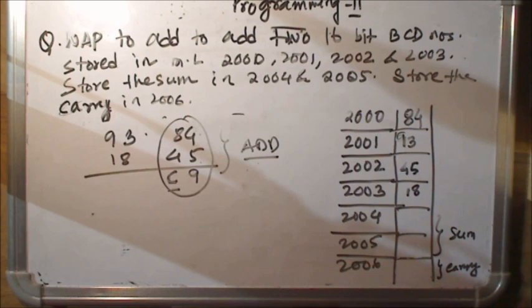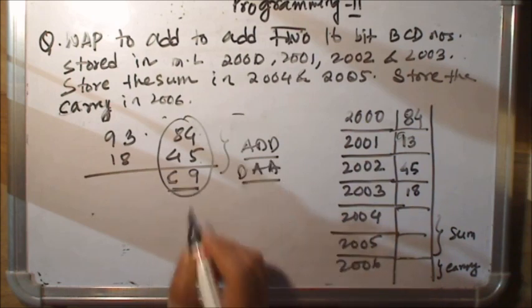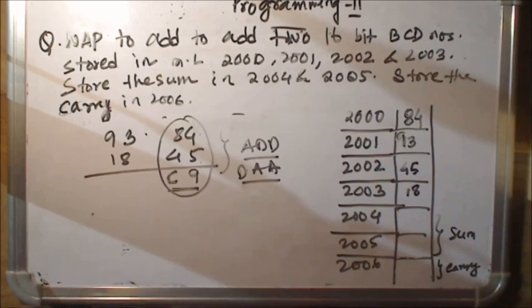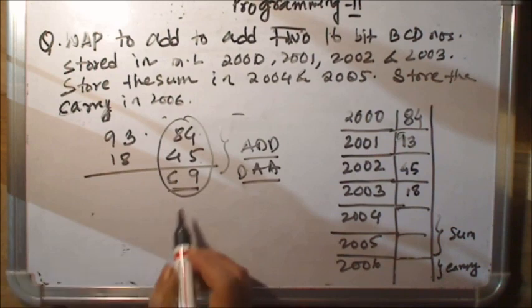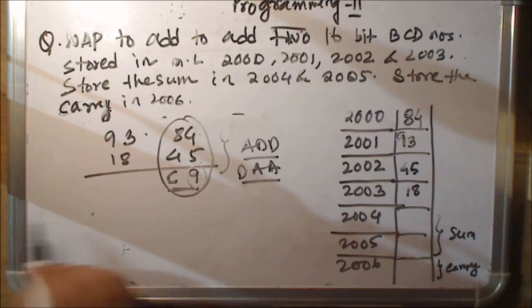Now you perform DAA. What you have to do next? You perform DAA on this lower byte addition result. Okay, so what will happen? You know the logic of DAA. It will first look at the lower nibble. If the lower nibble is greater than 9, or the auxiliary carry flag is 1, it adds 6. But here it is 9, so no need of any adjustment.